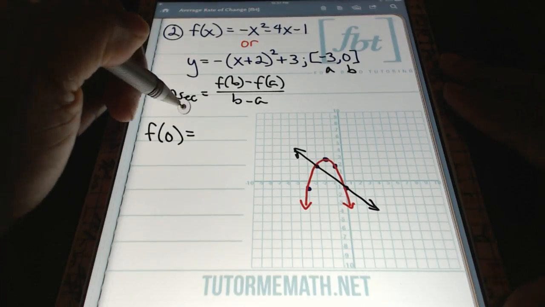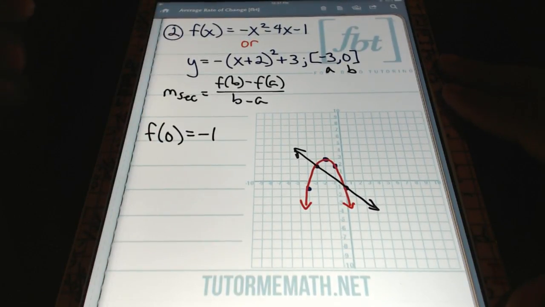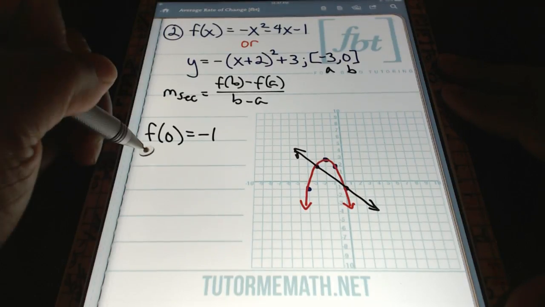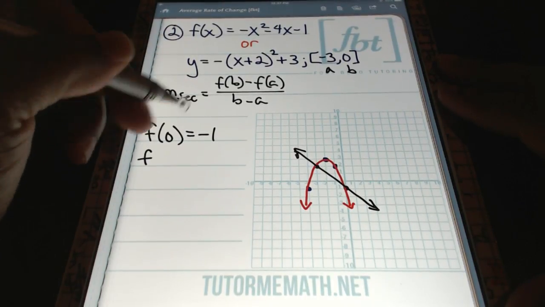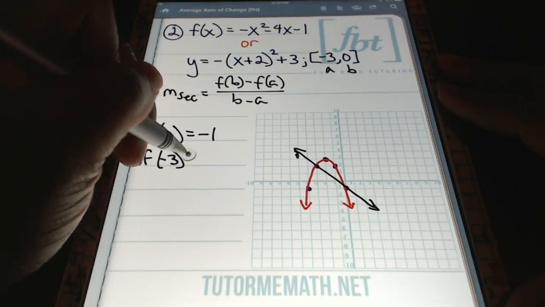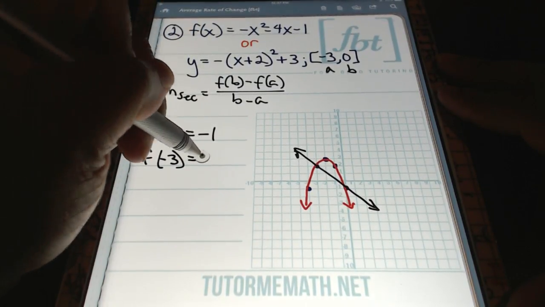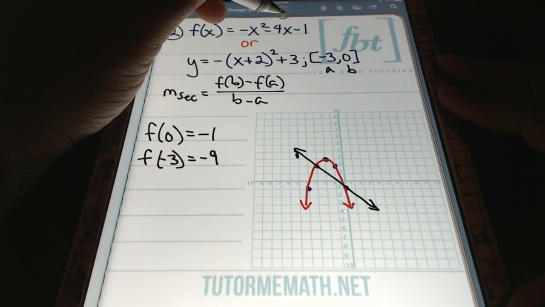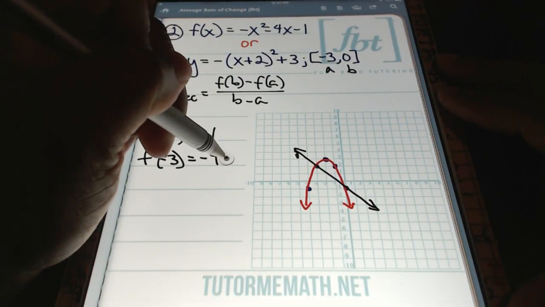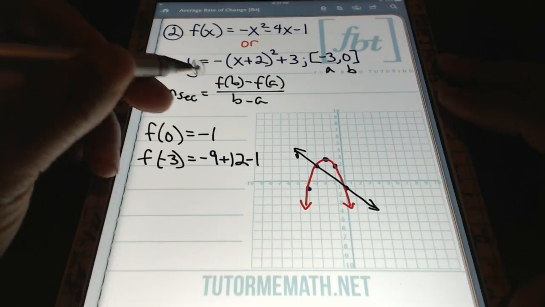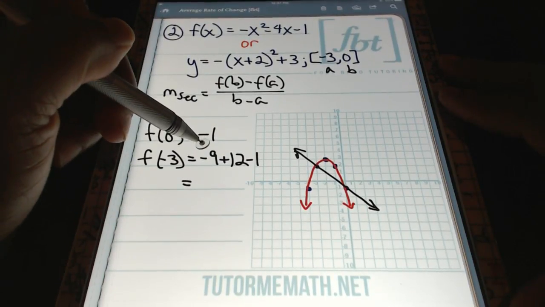So this is just going to be equal to negative 1. However, when we replace our x value with negative 3, let's see what happens here. We'll have the opposite of negative 3 squared, which gives you negative 9. Then negative 4 times negative 3 gives you positive 12. And this will be minus 1. Simplifying this, negative 9 plus 12.